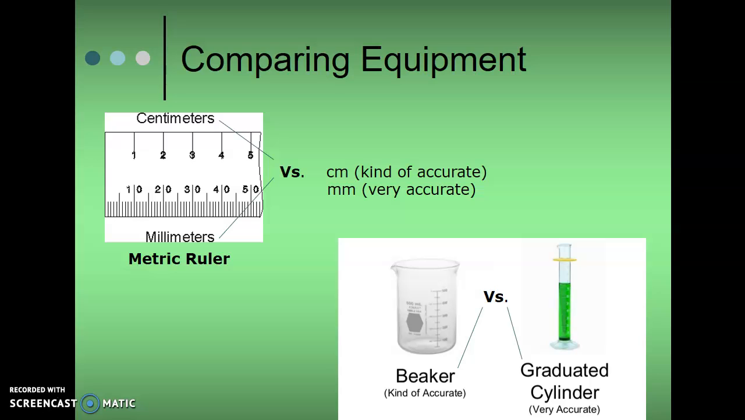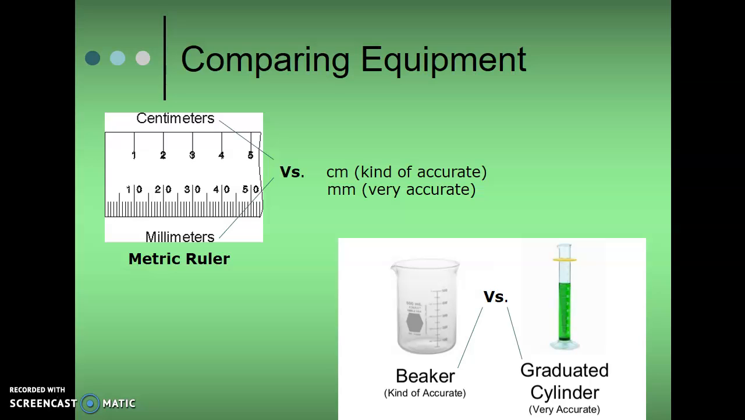On the bottom right, we have a beaker versus a graduated cylinder. A beaker only has general numbers on the side of it, and it does not show a lot of little lines to be able to figure out exactly how much we have. So if it's sitting between 200 milliliters and 300 milliliters, we're guesstimating exactly how much liquid we have in that beaker. So that one is going to be somewhat accurate, whereas the graduated cylinder has many, many lines in between each of the major numbers of measurement.